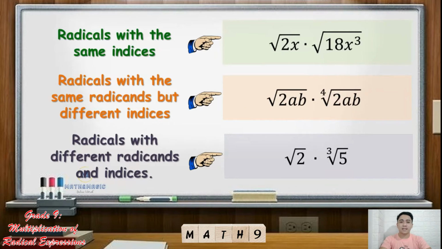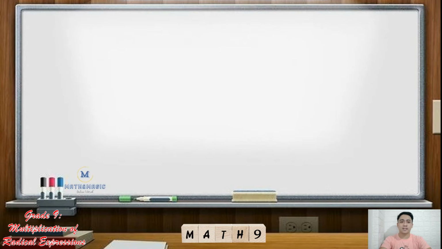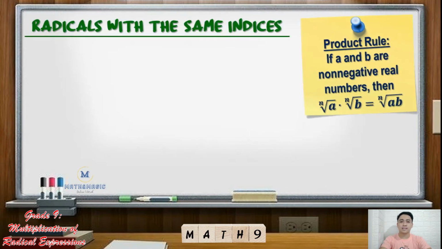When multiplying radicals with the same indices, it is important to understand the product rule for radicals. The product rule states that the product of the nth root of two numbers is equal to the nth root of the product of the numbers. In short, we will just multiply the radicands and then copy the index.